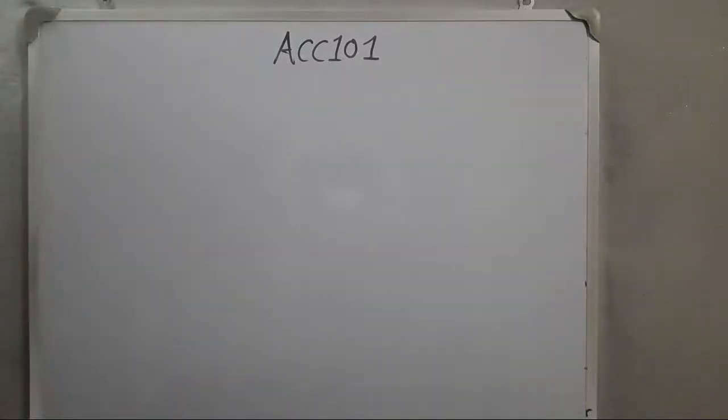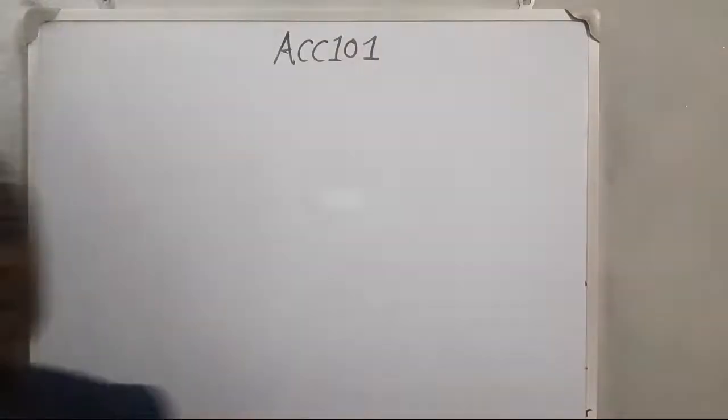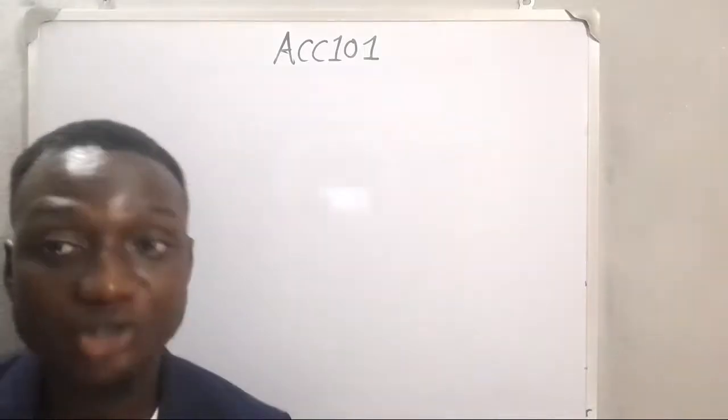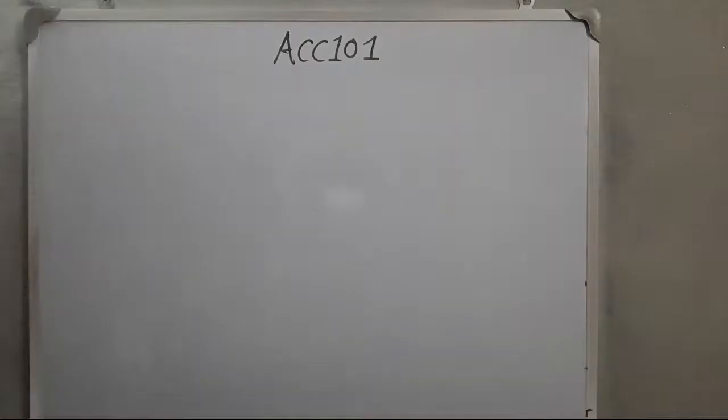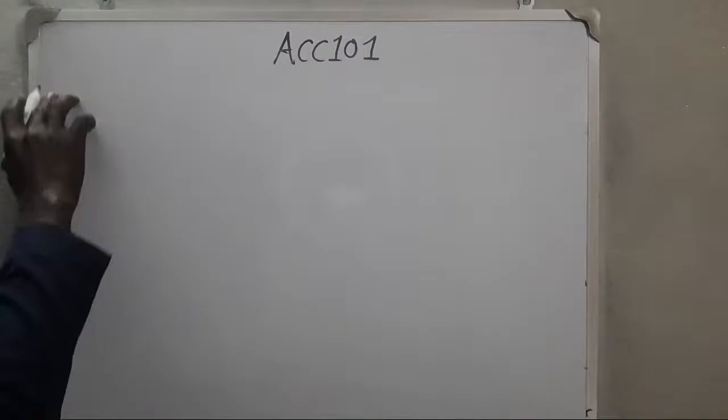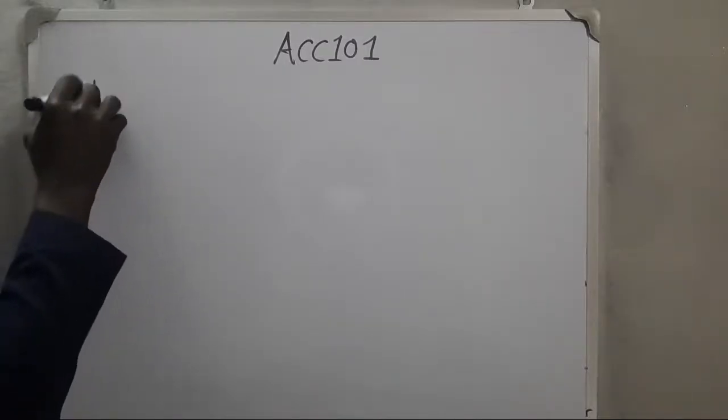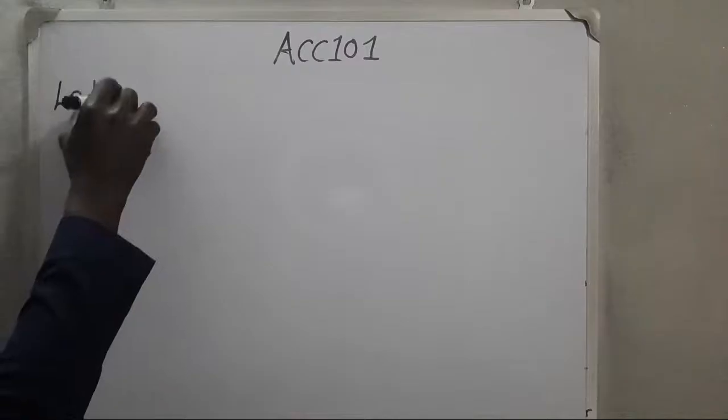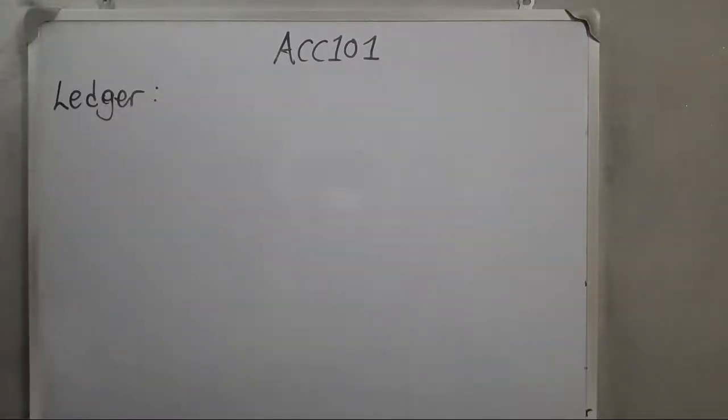Like I said earlier, we've said something about the source document. We're talking about bookkeeping, and what makes bookkeeping. There are three things: the source document, the ledger, and the trial balance. So we've spoken about the source document. Now we are going to discuss the ledger and the trial balance. Let's discuss the ledger now.